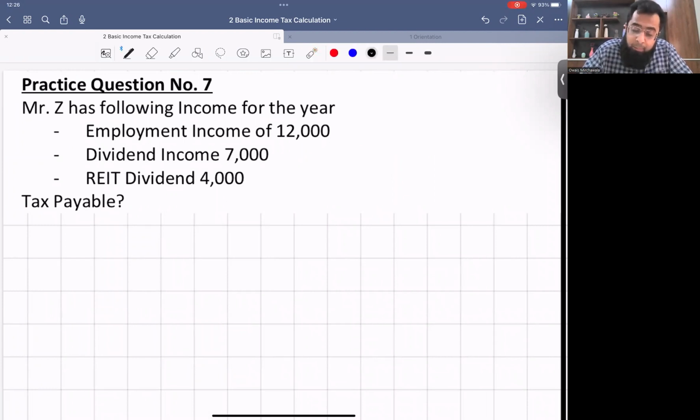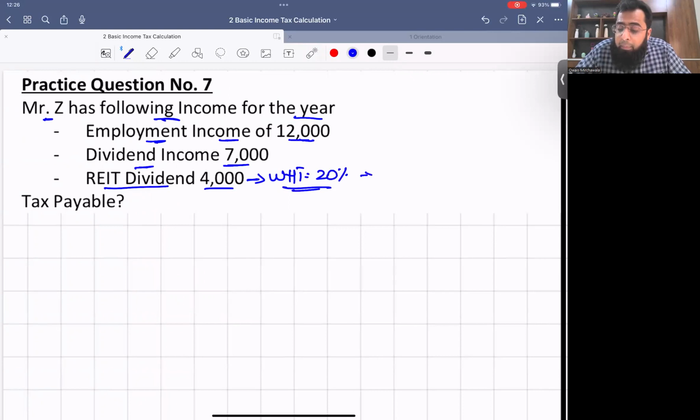Okay, let's start. Mr. Z has following incomes for the year: employment income of 12,000, dividend income of 7,000, REIT dividend 4,000. Now, you all have studied in the previous class that dividend from real estate investment trust is treated as a non-saving income. And on this, the withholding tax is 20%. And since the examiner is silent, we will assume that this amount is net. Okay, this is the net amount. We need to gross it up.